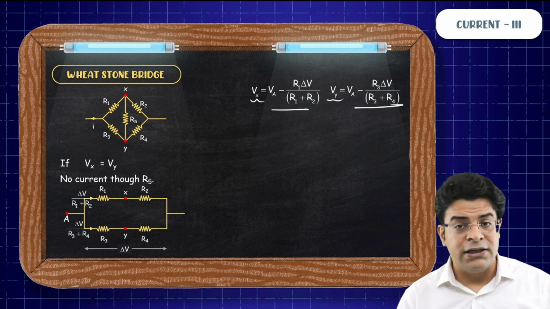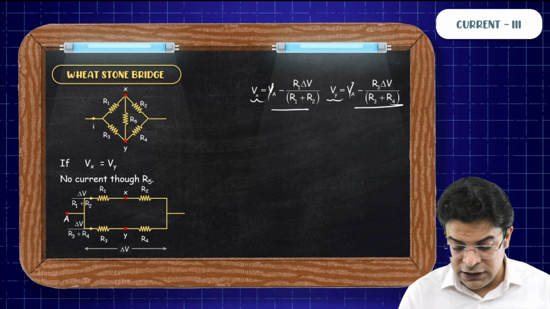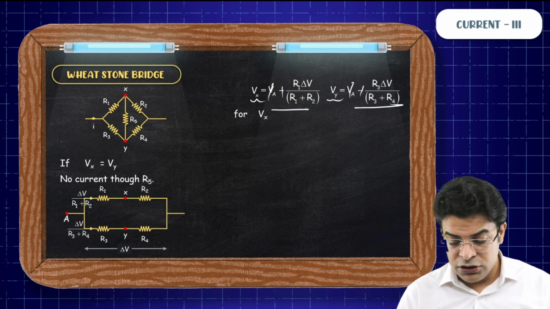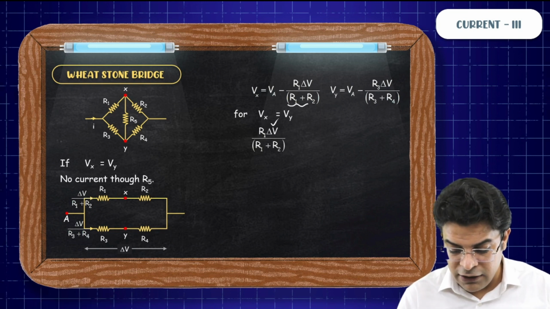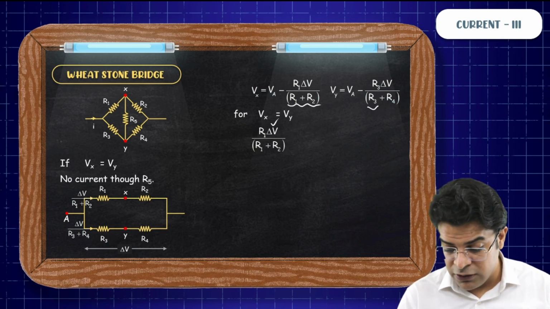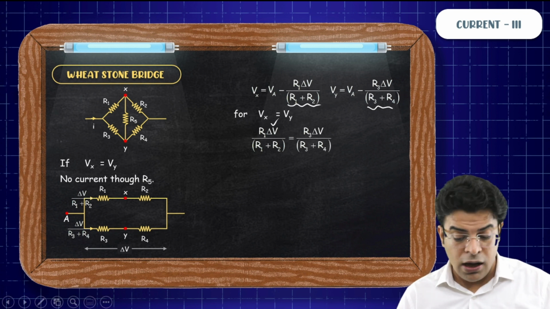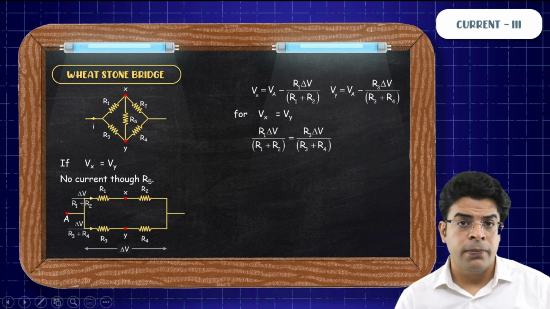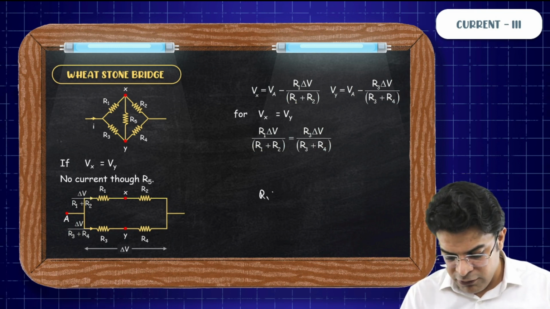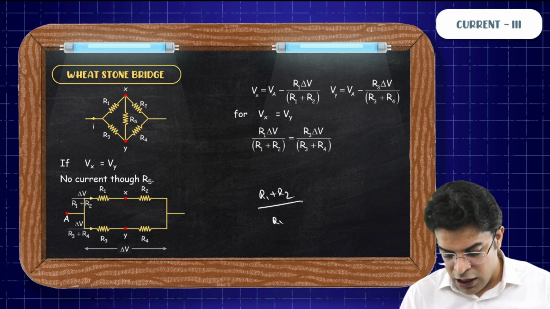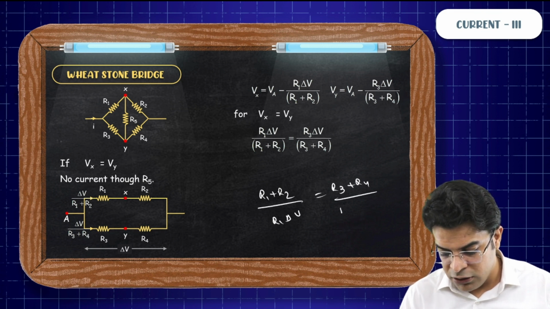Now if you want potential at X to be equal to potential at Y, you should equate the two right hand sides. The VA gets cancelled, the minus gets cancelled. So for Vx to be equal to Vy, what we get is R1 delta V upon R1 plus R2 has to be equal to R3 delta V upon R3 plus R4. Now if you flip both the sides, what you get is R1 plus R2 upon R1 delta V equals R3 plus R4 upon R3 delta V.